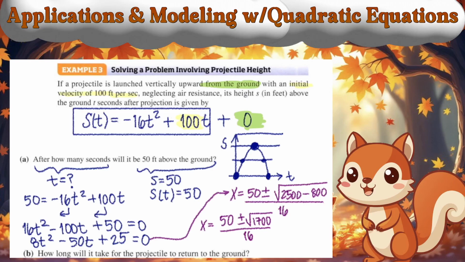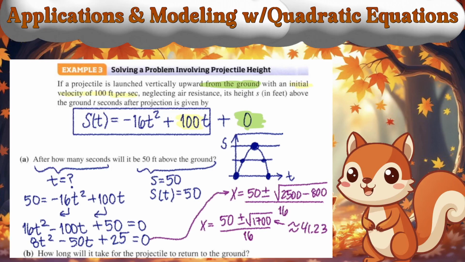Okay, now if I grab my handy dandy calculator and I figure out what the square root of 1,700 is. 1700. Take the square root. I get 41.23. So that right there is about 41.23.